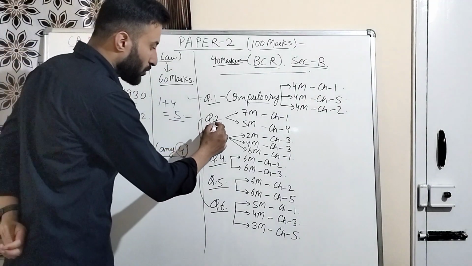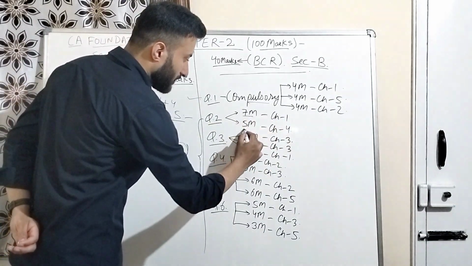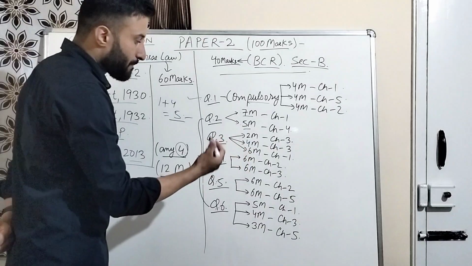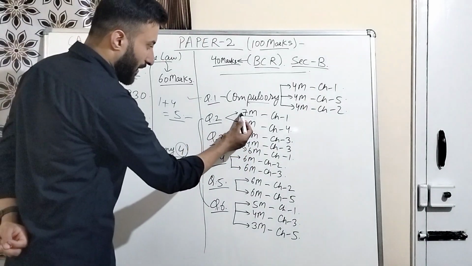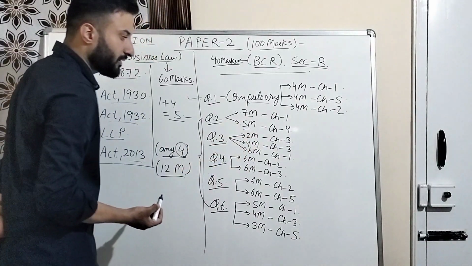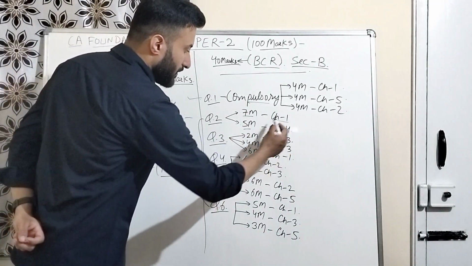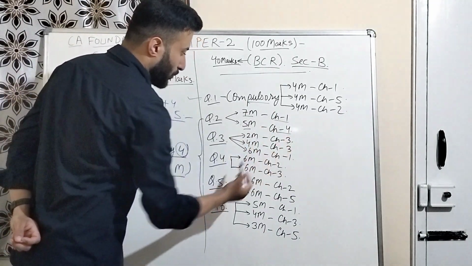In question number 2, you will get 2 parts. Part 1 is of 7 marks and the second part is 5 marks. The 7 marks will come from chapter 1. The 5 marks will come from chapter 4.